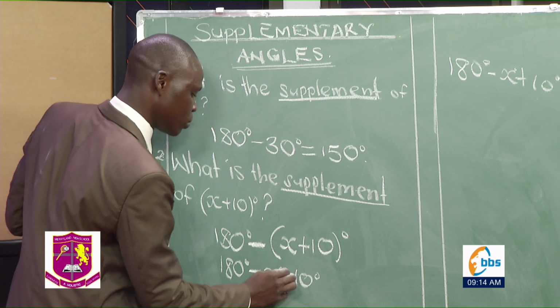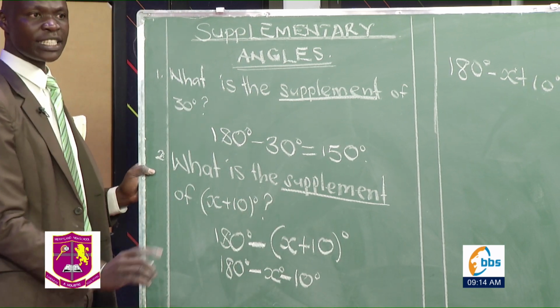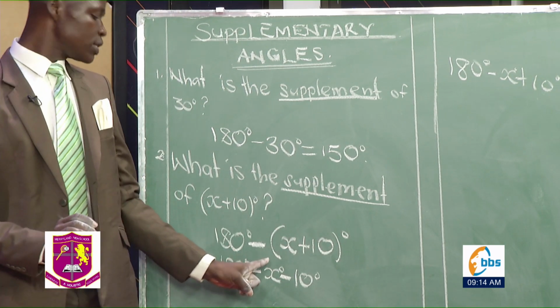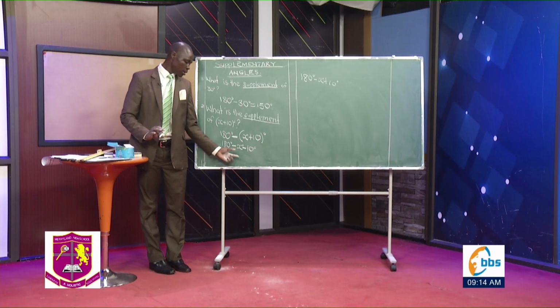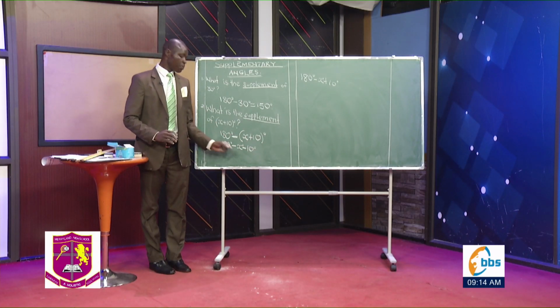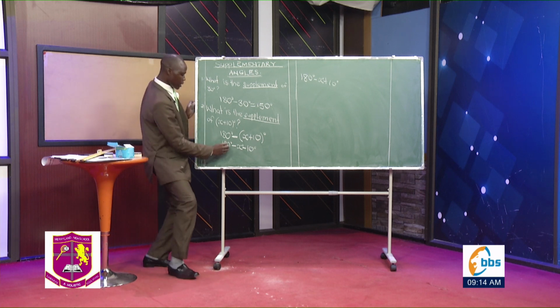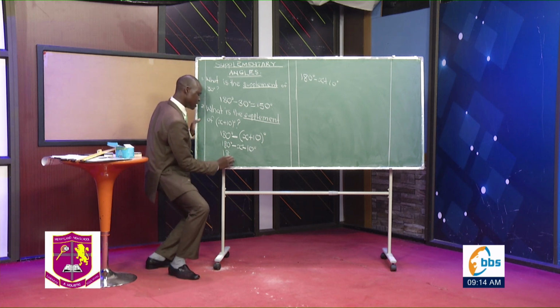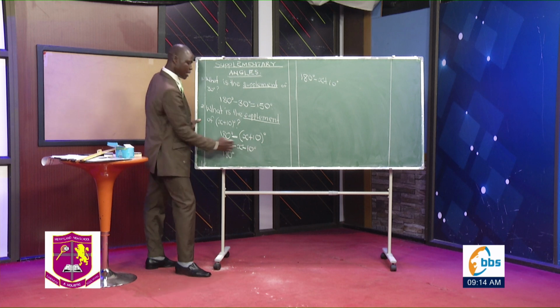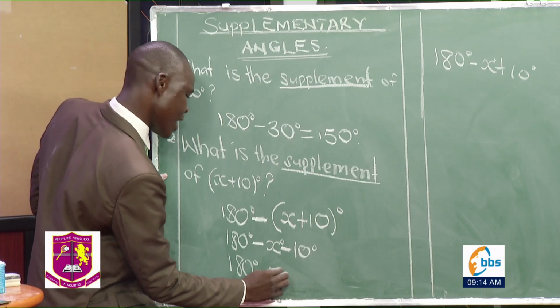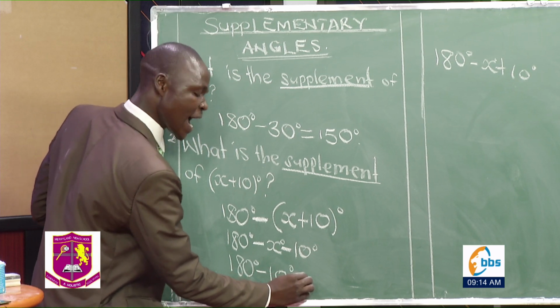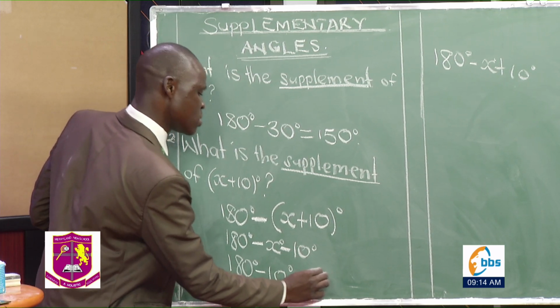Remember, these are now degrees, since the units were outside. Last time I was talking about unknowns not having units. But since it's there, it may not be penalized. So this is 180 degrees. Let's collect our like terms. Minus 10 degrees minus x degrees.